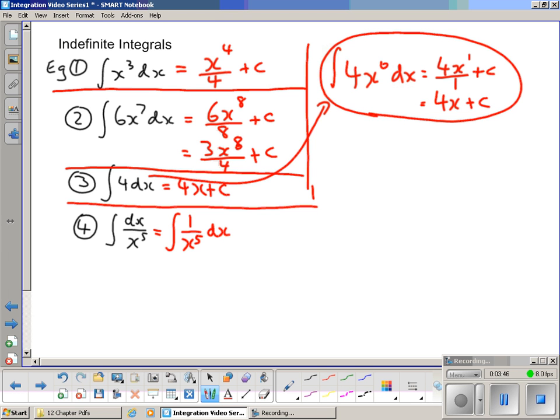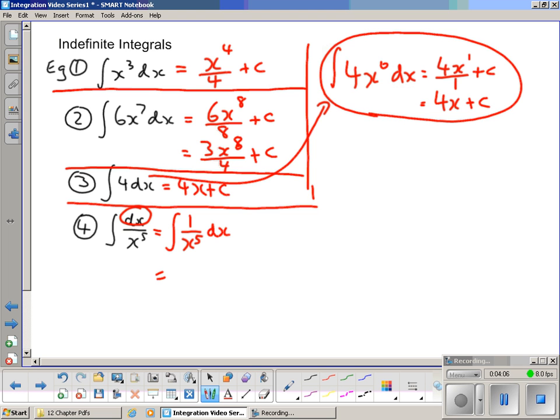The dx is sometimes written on top of the fraction, and it's quite annoying. It's frustrating as it kind of gets in the way there. But what I've written beside it here, the integral of 1 over x to the 5 dx, is exactly equivalent to what we started with in the black writing. So now we'll just go ahead and do our integration.